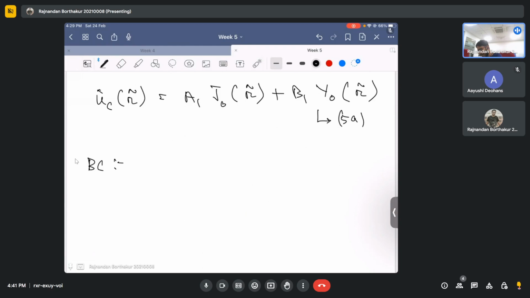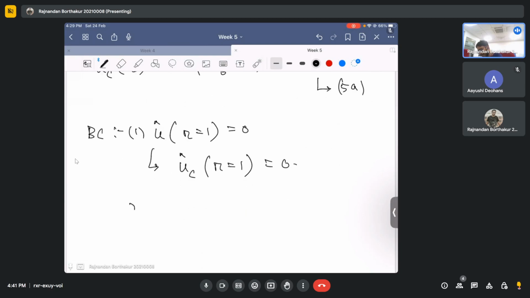The first boundary condition says that u hat at r bar equal to 1 is 0. We know u hat is uc plus up, and up is just a constant, which means uc hat at r bar equal to 1 would just be 0. This is the first boundary condition, and the second boundary condition is that the modulus of uc when r is 0 is less than infinity, which is the finiteness, or the other way of saying that duc hat by dr tilde is 0.